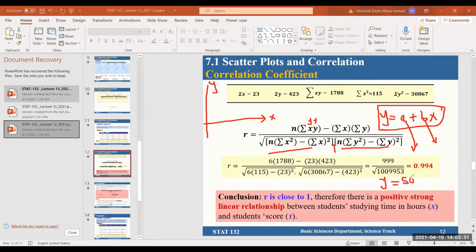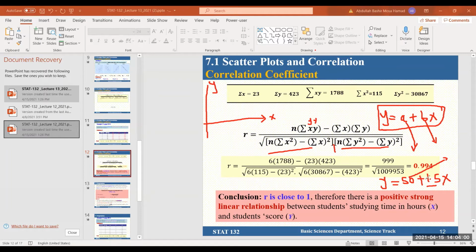If we find this, for example, let's say we find y equal 50 plus 1.5x. For example, this means what? This means the relation between student score and student studying hour can be described by this equation: y equal 50 plus 1.5x. We call this intercept. We call this slope.